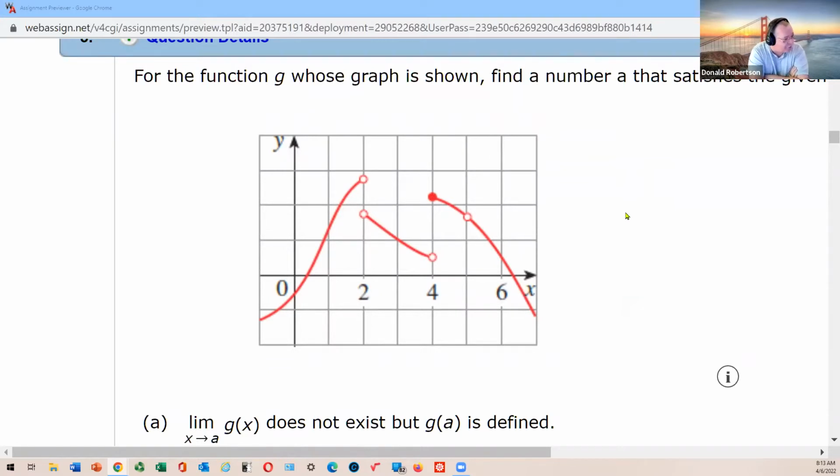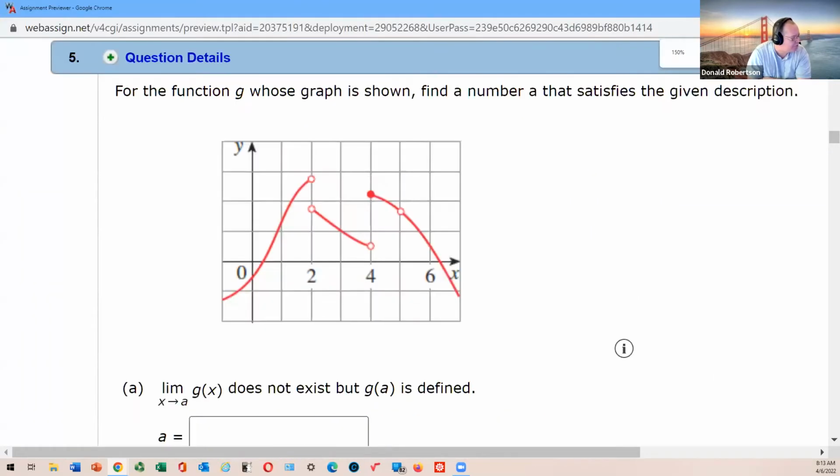Limit as x tends to 4. Can I really do that? That's not very easy to read. Let me see if.